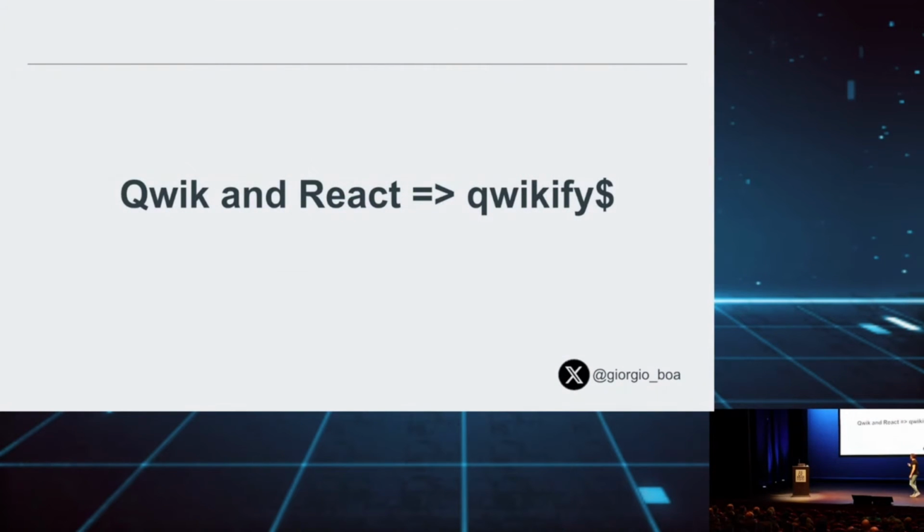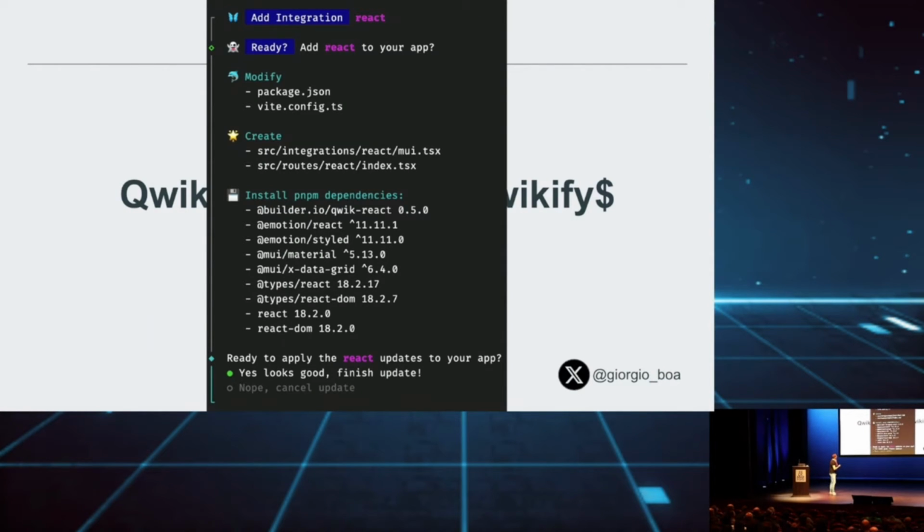So Qwik and React can work together, and the magic word that enables this is Qwikify. Let's jump to the demo, but before, I would like to show you that in the CLI of the framework, we are able to say, please add React to my Qwik application. And the CLI creates a starter for us, with some routes and some integration. The starter also comes with Material UI and Emotion styled components. So it's really an out-of-the-box, good application.